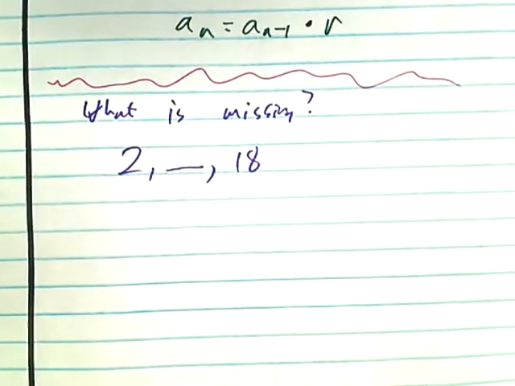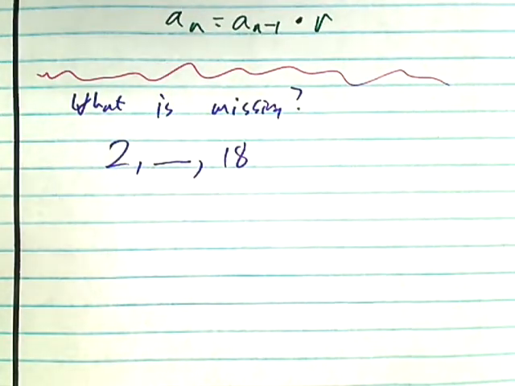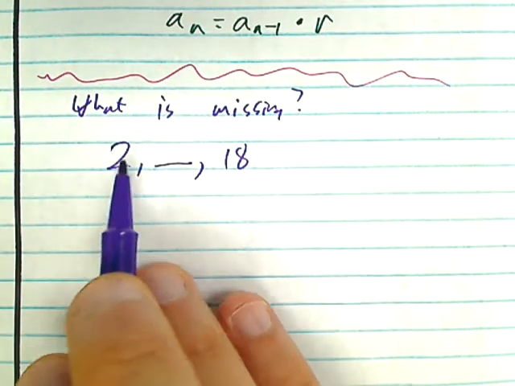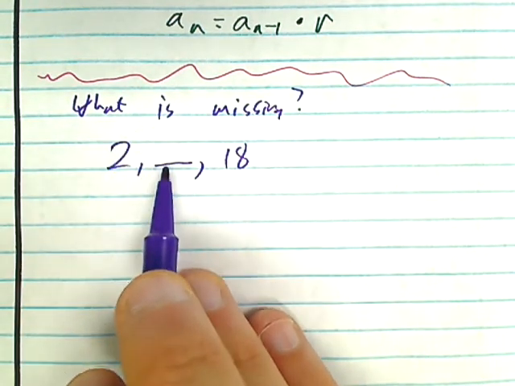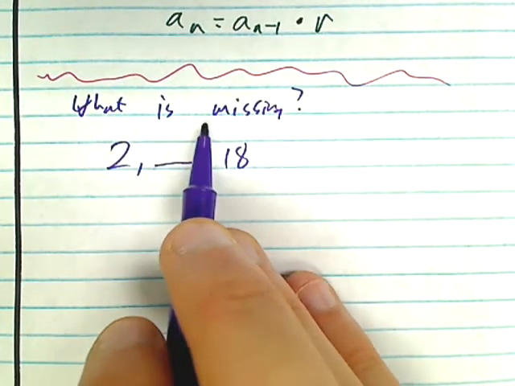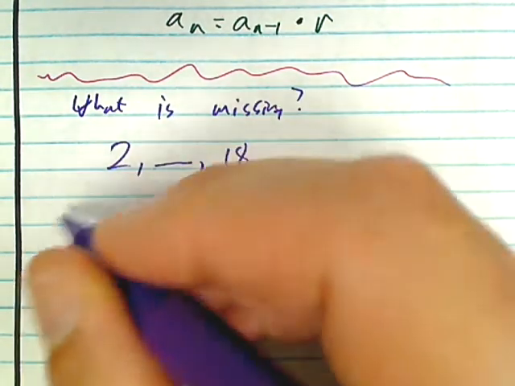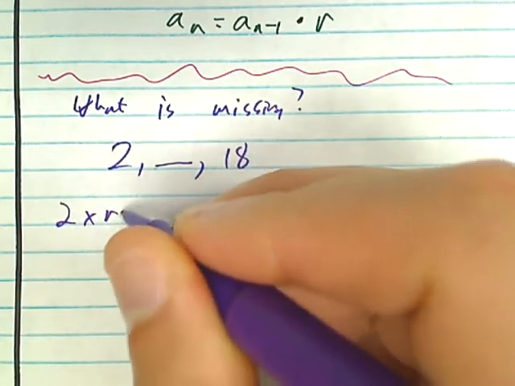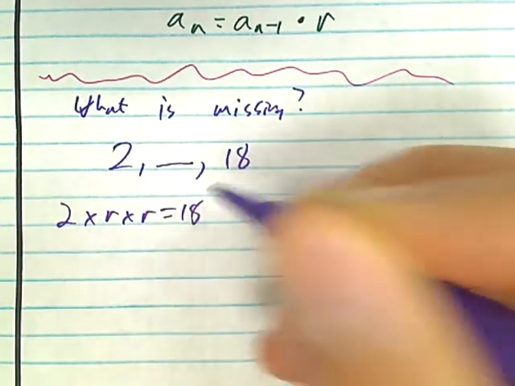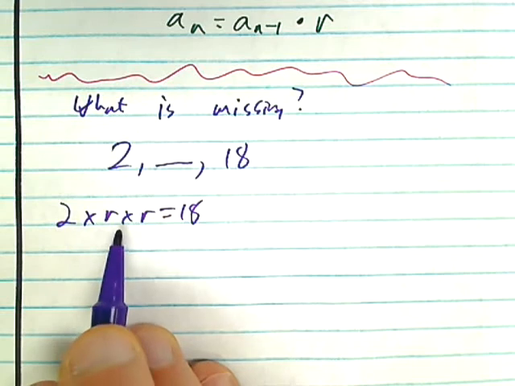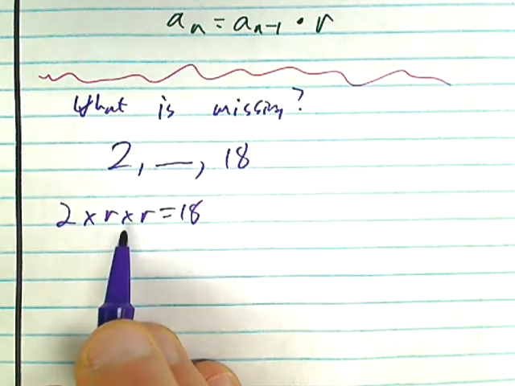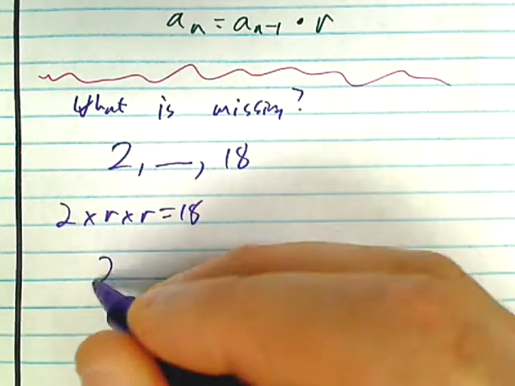Well, there are a couple of different ways to approach this. You could say, well, I'm multiplying by r each time, so 2 times r. Well, I don't know what that is. When I take 2 times r again, I get 18. So I could say 2 times r times r equals 18. And this is bad taste to use those x's there. I wish I hadn't done that. I wish I had used the dot. Let's simplify that a little bit.